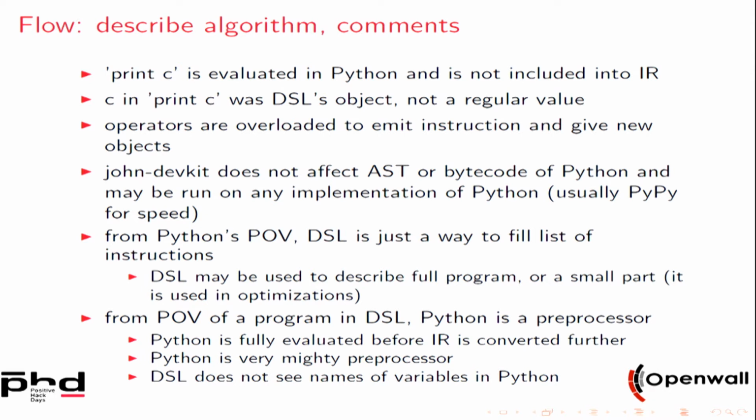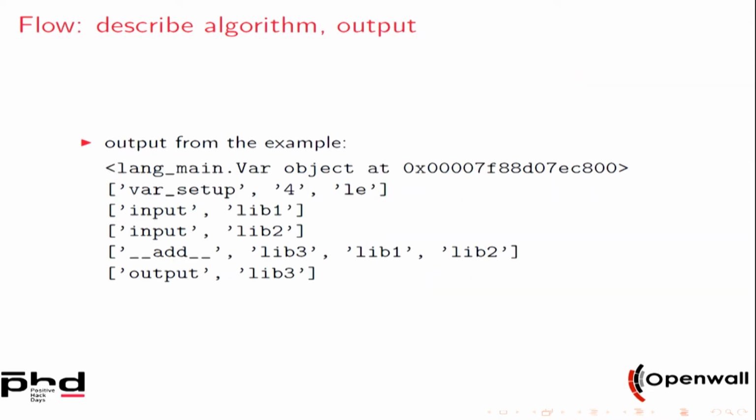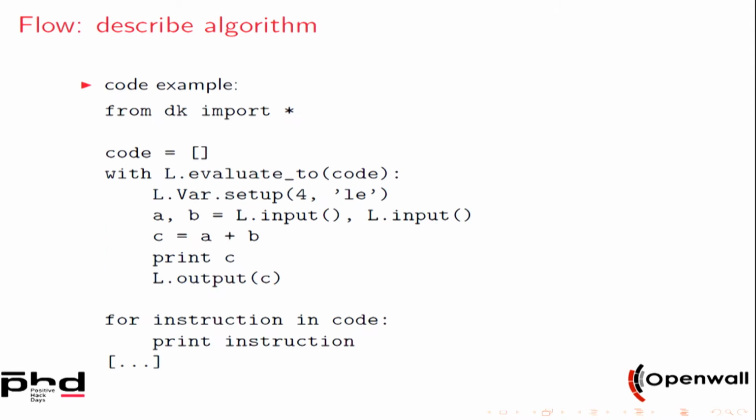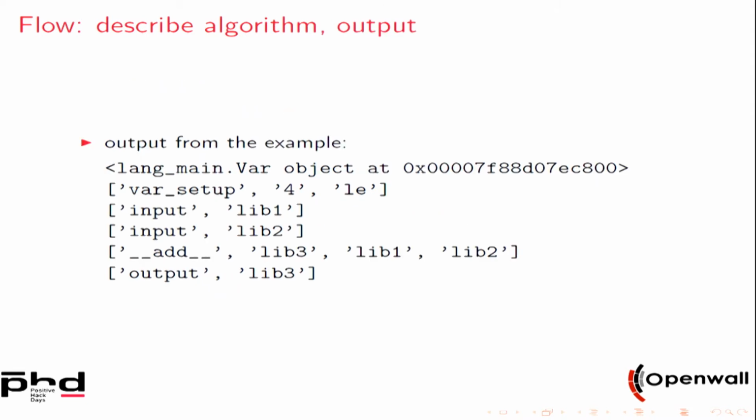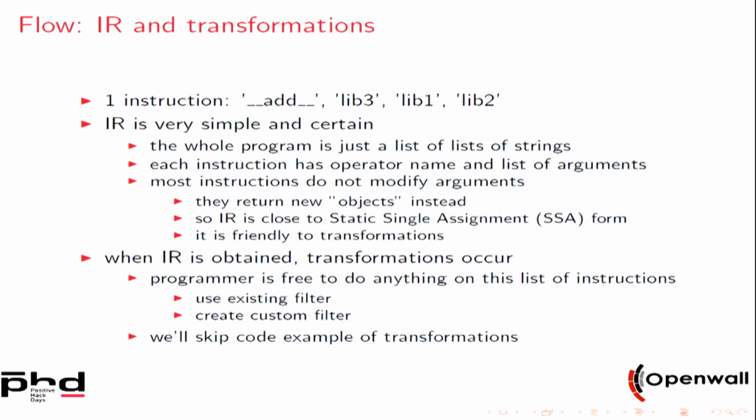But we have one problem. We don't see the names of the variables from Python. When we have A, B, and C here, we just have numbered variables. So let's consider the first and most interesting instruction, addition. We see here that it's just a list of strings, a very exact thing without any abstraction.